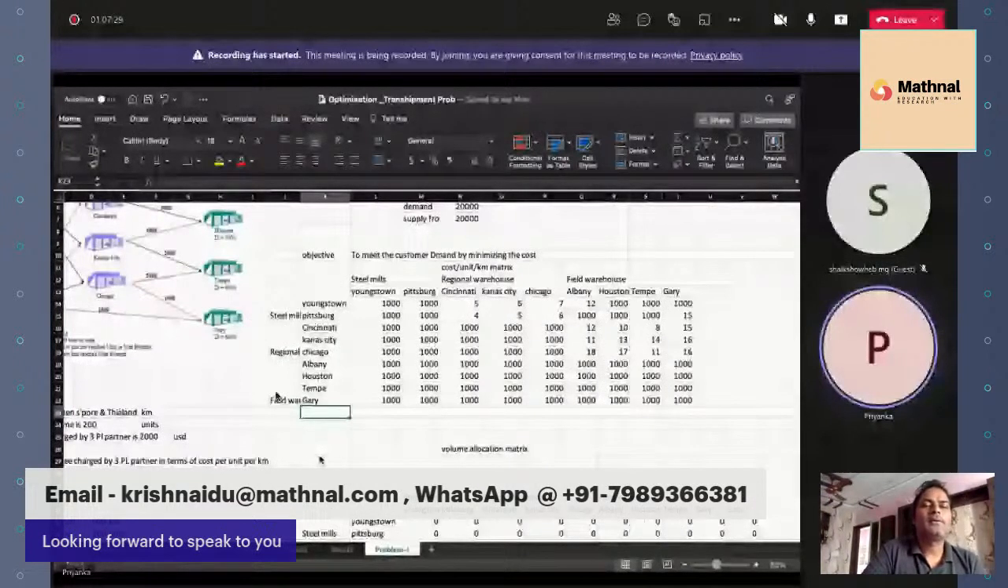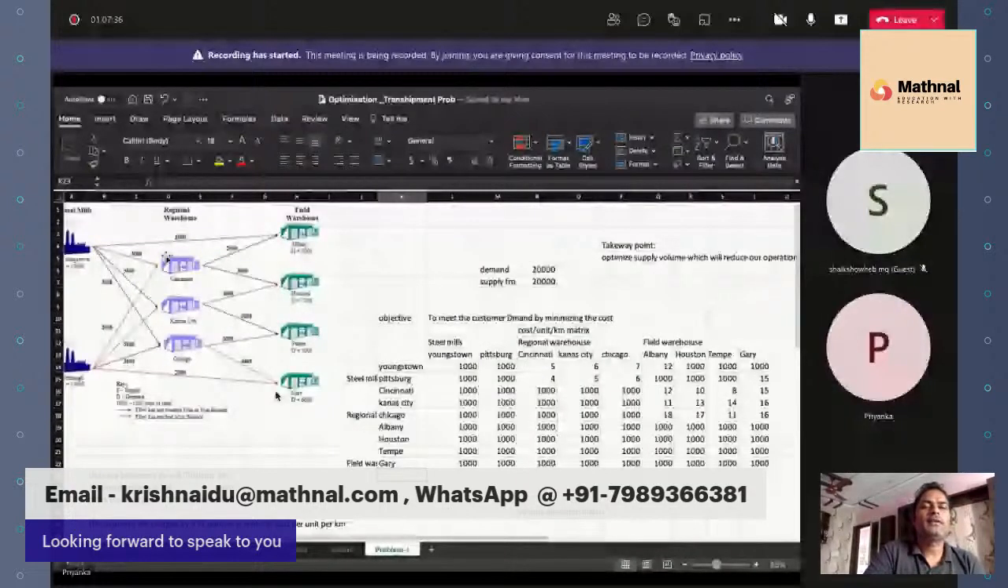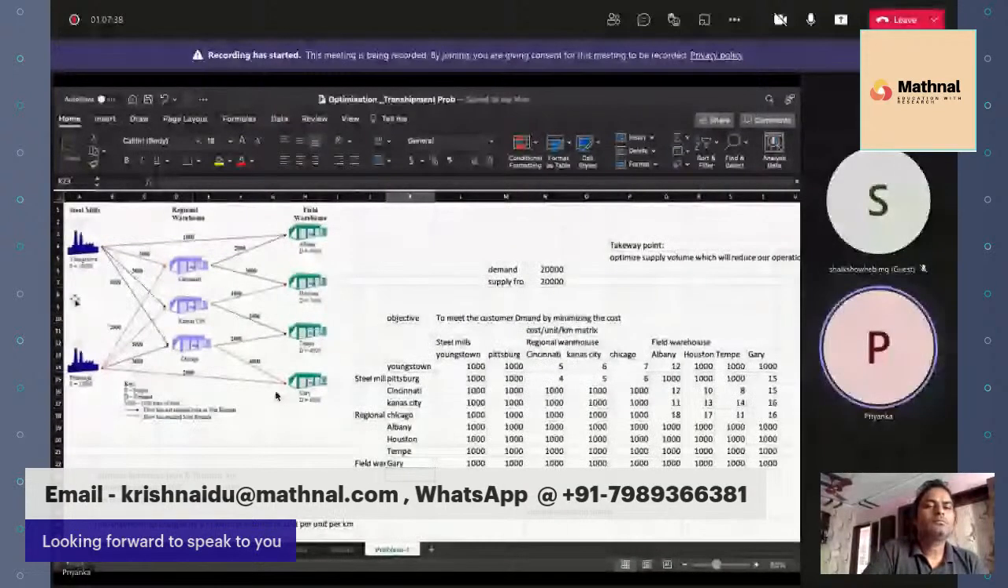Youngstown. What is the delivery capacity of Youngstown? How did you find 10,000? You have that written there. It is showing 10,000 is going out, right? What is the distribution of this 10,000?